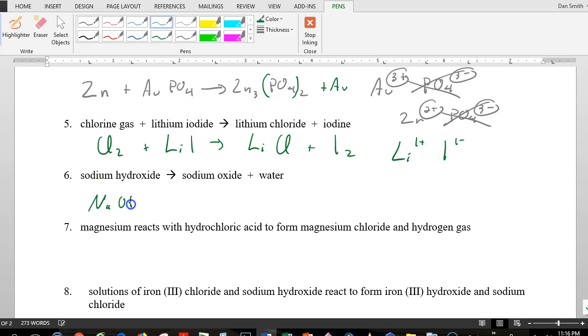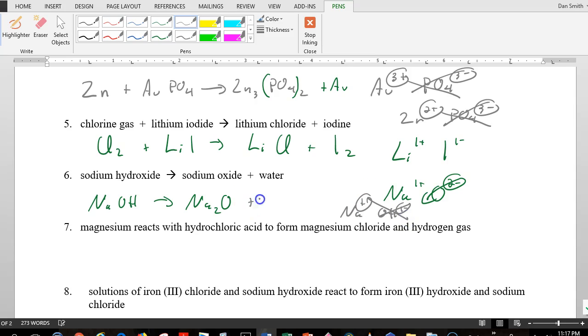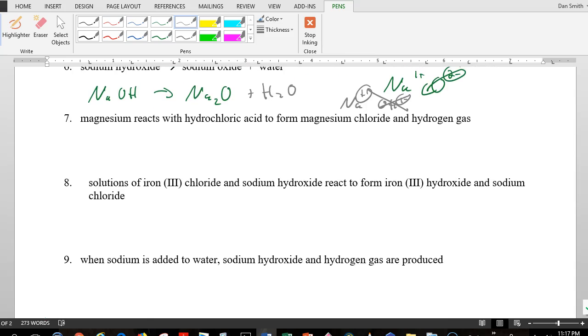Sodium hydroxide. Hydroxide's a minus 1 charge. Sodium oxide, crisscross that. 1 plus, oxygen 2 minus, crisscross that 2. Briefly, I'll do the sodium 1 plus, hydroxide 1 minus. The 1's cancel out. Water is H2O.